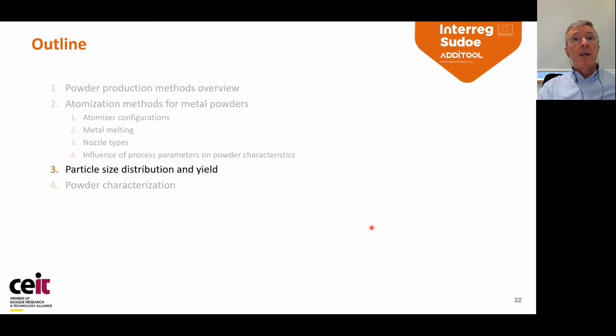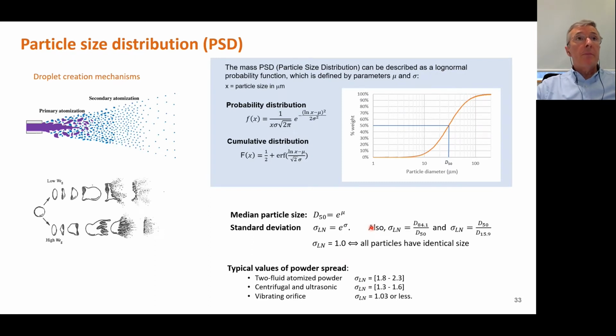Particle size distribution and yield. As you know, the spray is usually divided into zones in which primary atomization takes place. This is the dense region where the melt stream becomes sheets and ligaments and then droplets. And the secondary atomization zone is the dispersed region in which droplets break up into smaller droplets. And this is the kind of mechanism that takes place in secondary atomization, when a droplet breaks into smaller droplets.